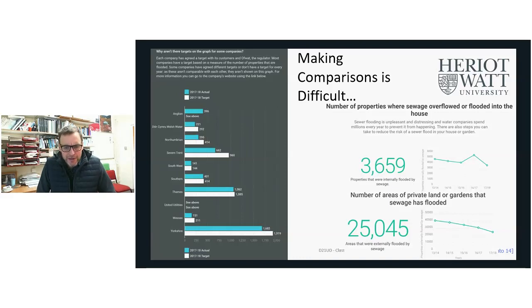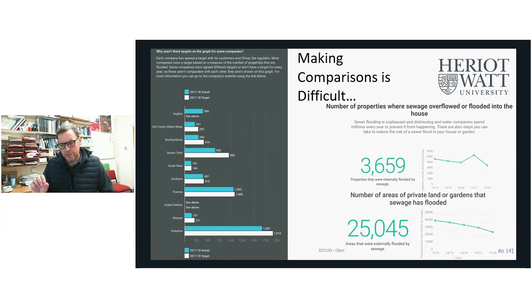But on the right, what's there is, for up to 2017-18, the number of properties which were internally flooded by sewage was 3,700, and external flooding 25,000. Now, within a UK context, 3,700 properties flooded by sewage is actually really significant. There's no flood event in recent years, as far as I can remember, that's flooded that number of properties. So there's no river that's flooded, or sea defence that's overtopped, that's flooded that number of properties in the UK. But if there had been, it would have been front page news for a long time.